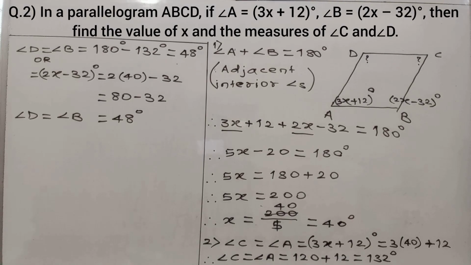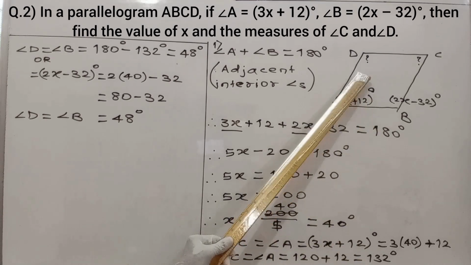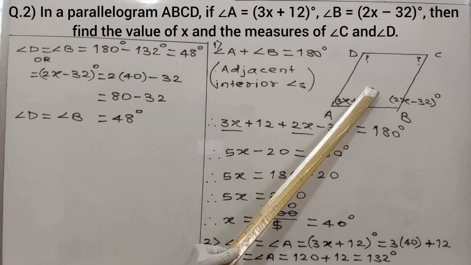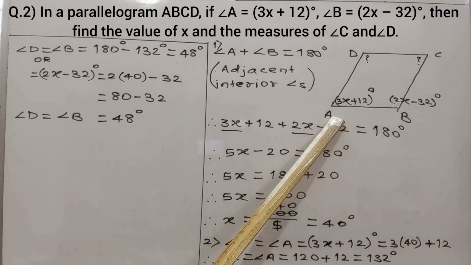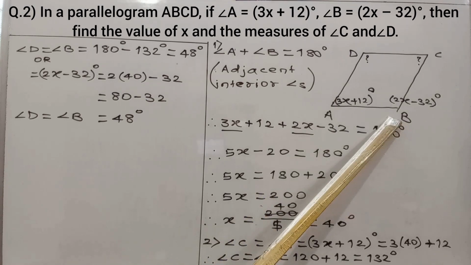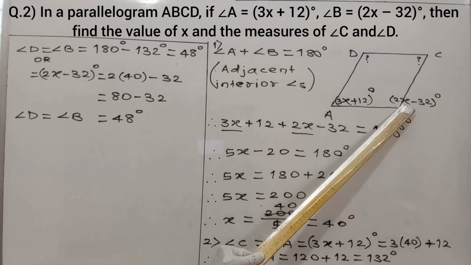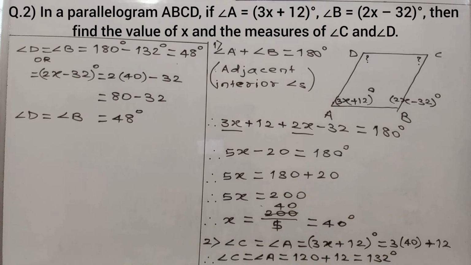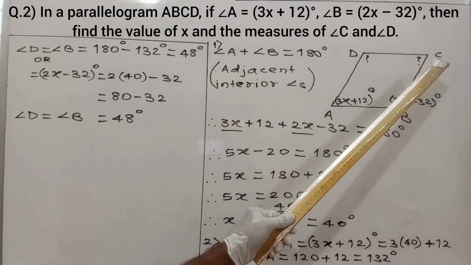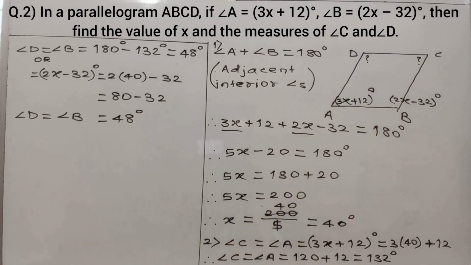See, practice set 5.1, question number 2. In a parallelogram ABCD, if angle A is equal to 3x plus 12 degrees and angle B is equal to 2x minus 32 degrees, then find the value of x, and then find the measures of angle C and angle D.